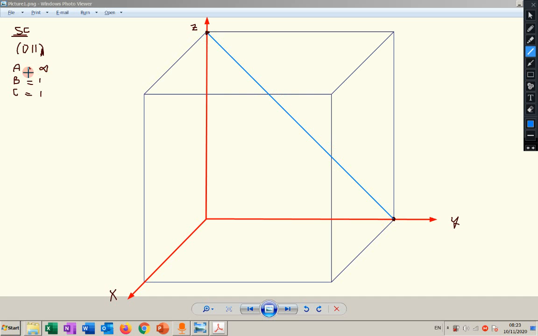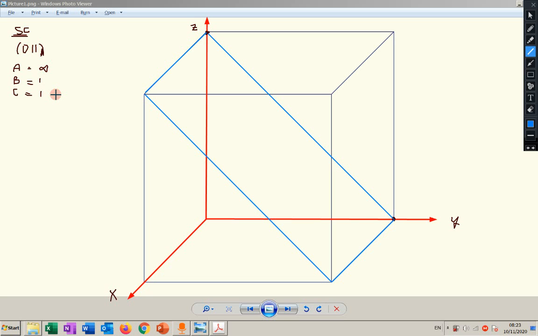Then since it's parallel to the x-axis, we're going to draw a line parallel to x at each point. This is parallel to x, and here also we draw a line parallel to x. Then we connect the new ends together. That gives us the plane which is parallel to the x-axis, has intersection at 1 with y and intersection at 1 with the z-axis. This is the plane 0, 1, 1.